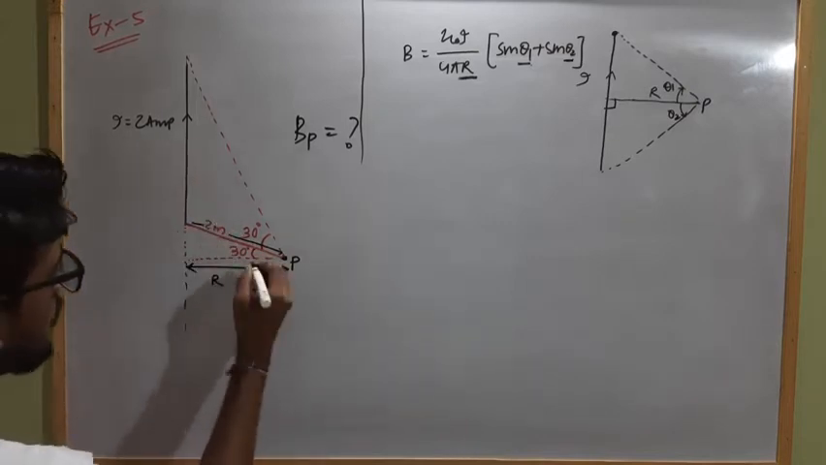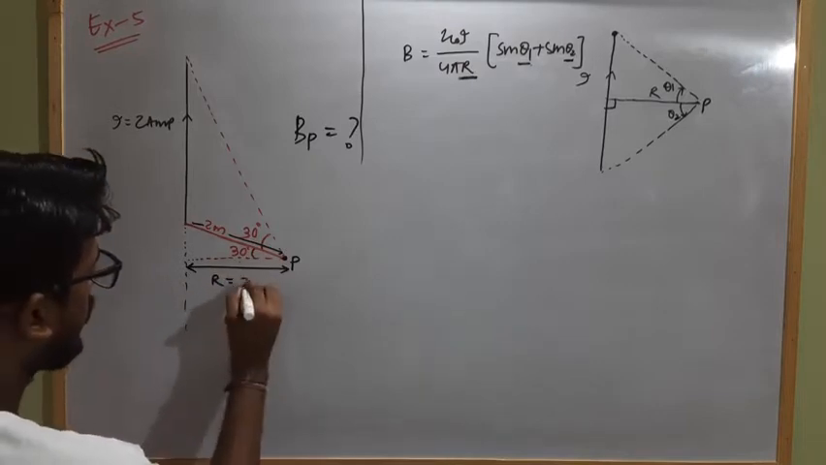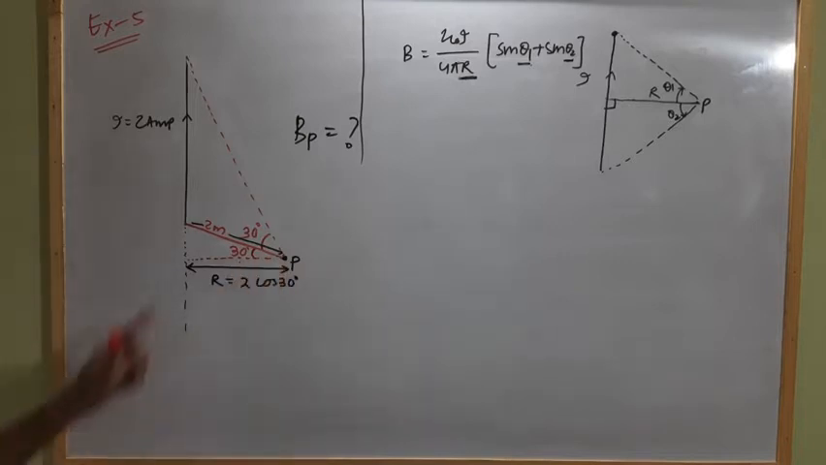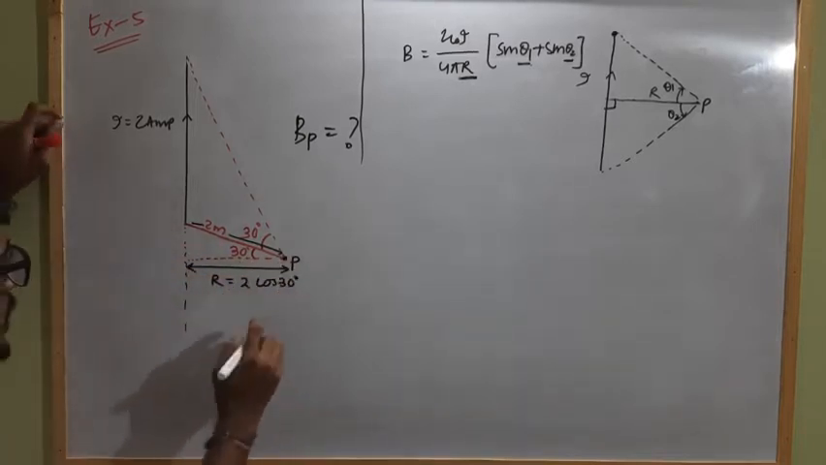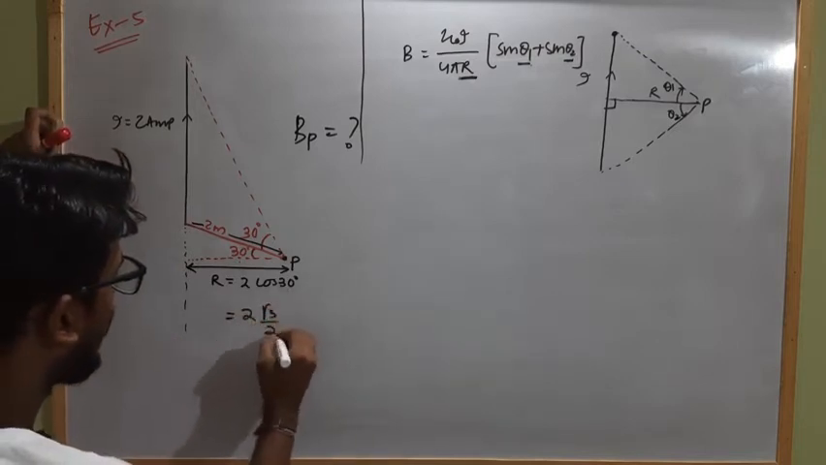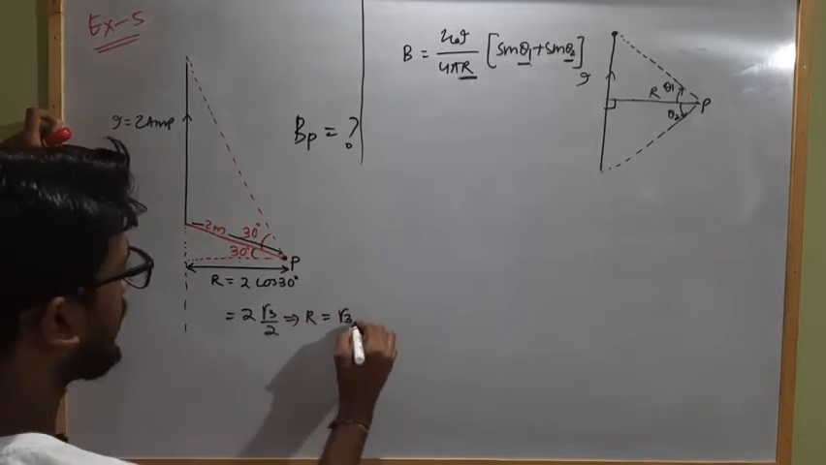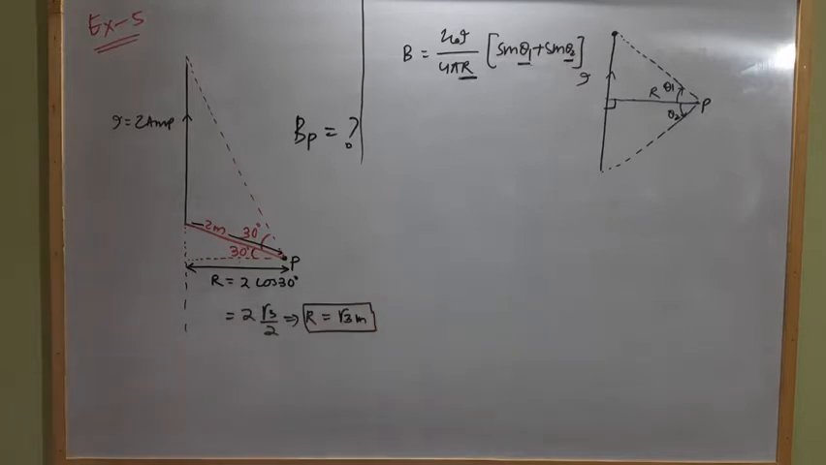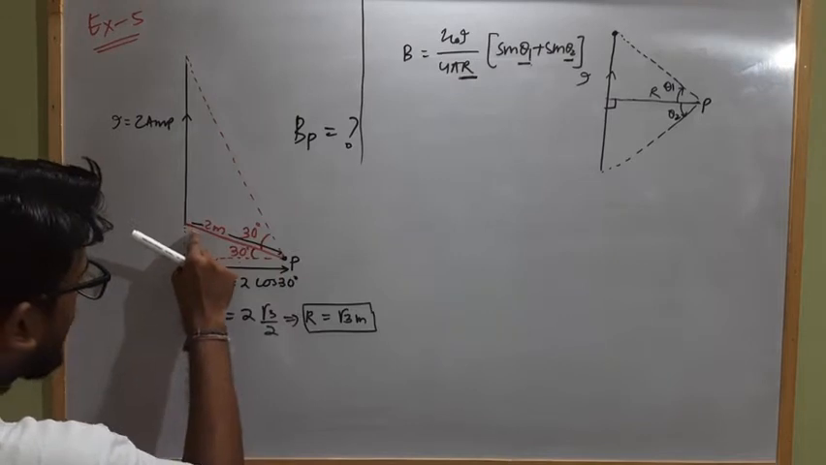If this length is 2 meter and this angle is 30 degree, the value of r will be 2 cos 30. This is the component. This angle is theta, so this length will be 2 cos 30, which is 2 times root 3 by 2. This implies the perpendicular distance r will be root 3 meter. Clear?